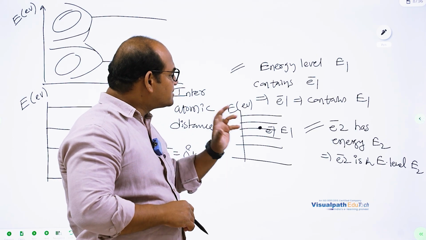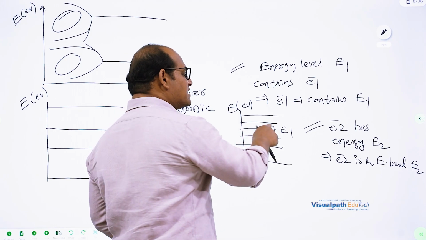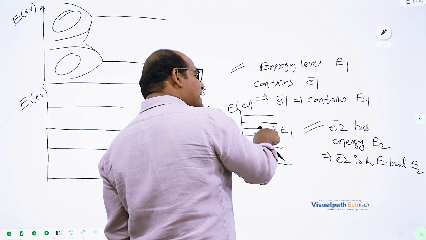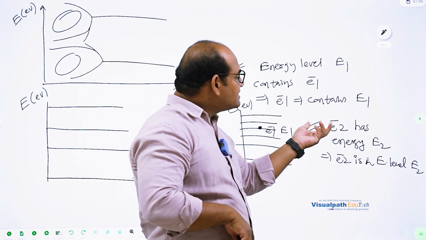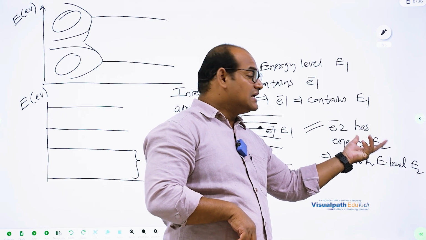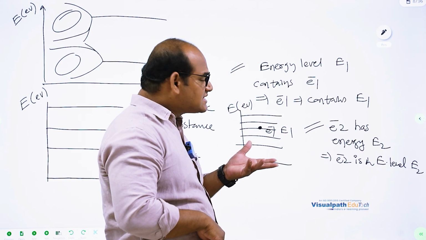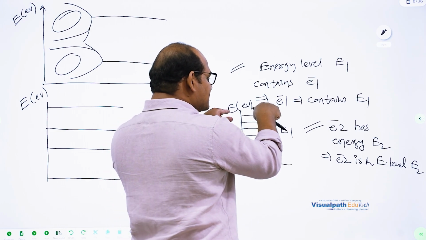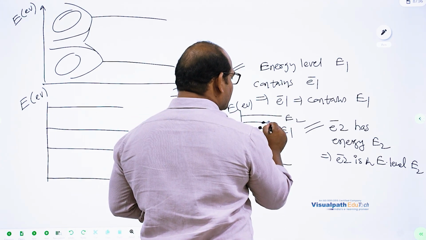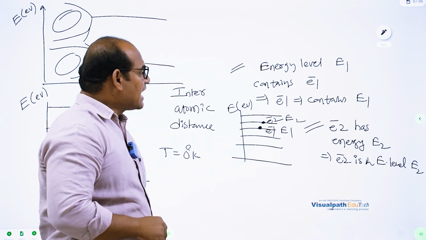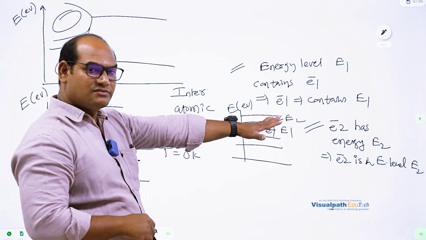Okay. So in the first case, you know that the electron is available in the energy level E1, so that electron can have the energy E1. In the second way, I am telling the electron is having the energy of E2. That means where is this electron? It is available in the energy level which is equal to E2. For example, this is E2. Now the electron will be available in this particular energy level E2. Okay, you need to understand this one very carefully.